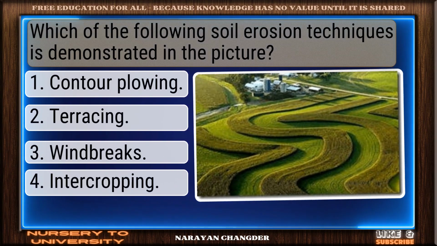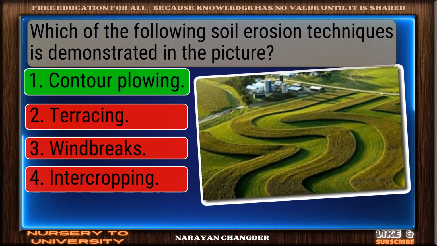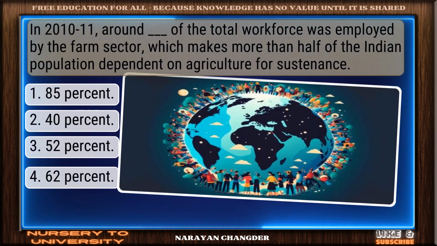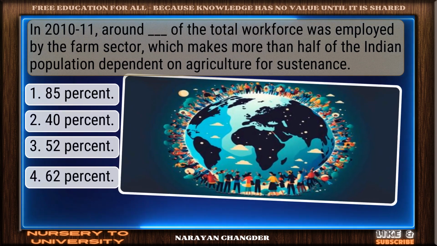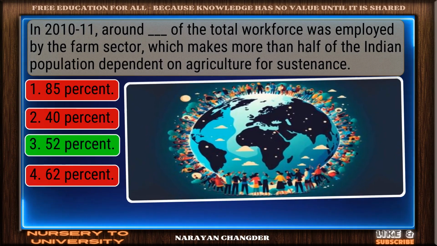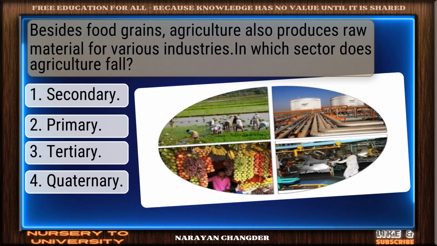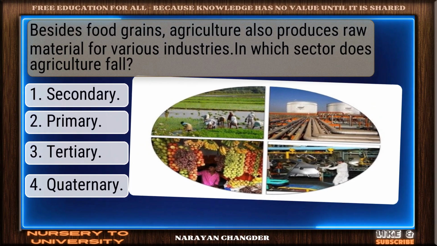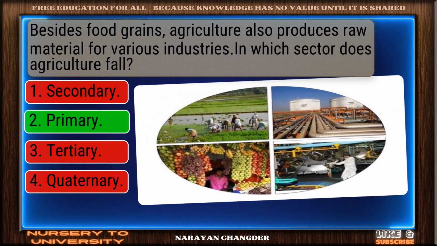Which of the following soil erosion techniques is demonstrated in the picture? Correct. Contour plowing is spot on. In 2010-11, around dash of the total workforce was employed by the farm sector, which makes more than half of the Indian population dependent on agriculture for sustenance. Excellent choice. 52% is right. Besides food grains, agriculture also produces raw material for various industries. In which sector does agriculture fall? Nice selection. Primary is correct.